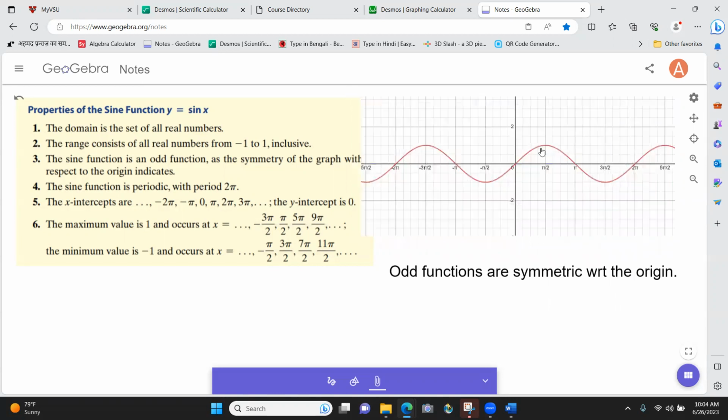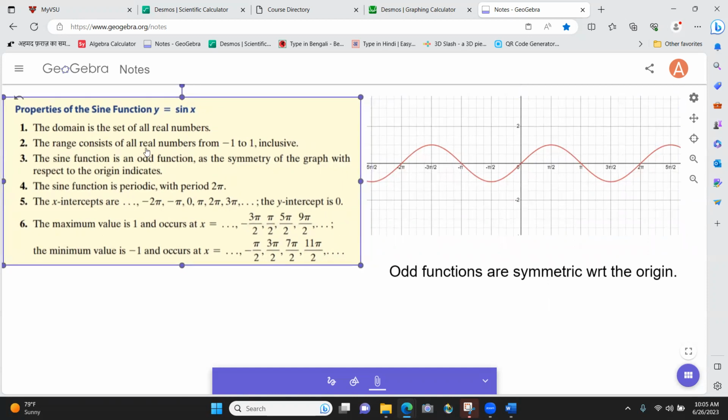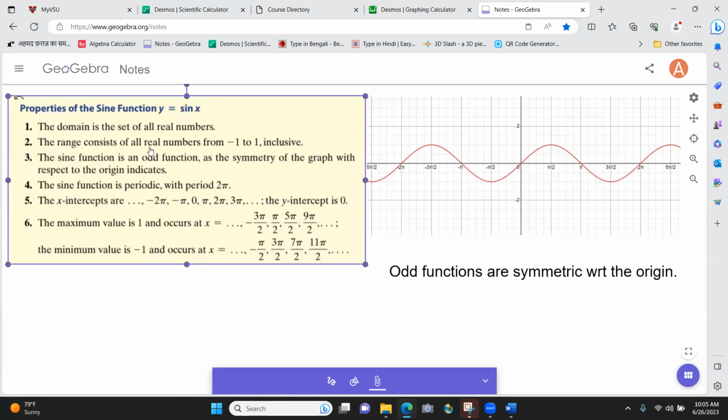Let me get rid of this. Any questions about odd functions, guys? Any questions? They will ask you, is sine an odd function? Is cosine an even function? Sine is an odd function. And this table is something you don't want to blindly memorize, but you do want to be familiar with it, and you do want to understand what every term means on this table.